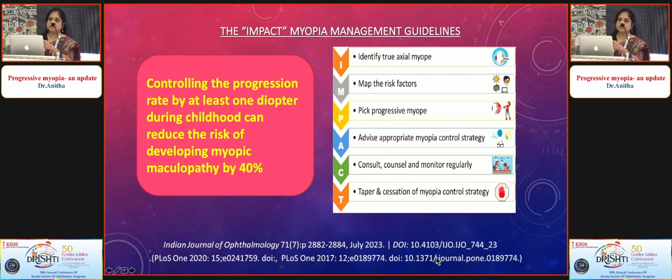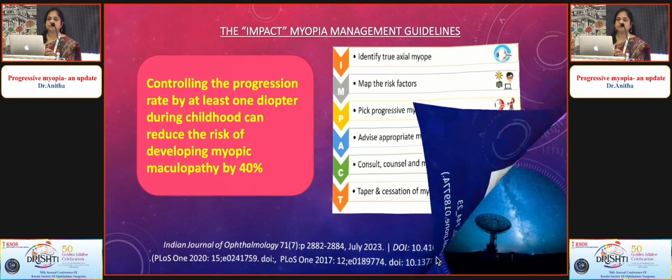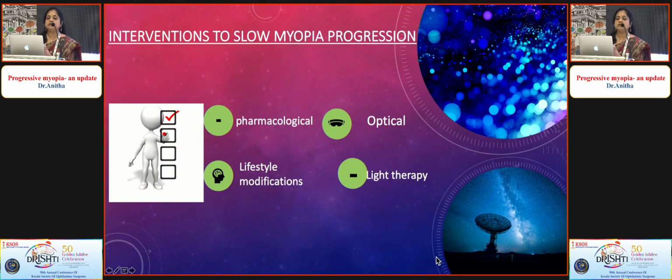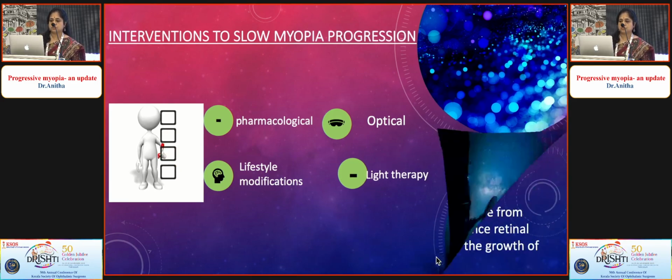This came up in the IMPACT management guidelines. I'll come to it by the end. So what are the various interventions we can do? There are pharmacological interventions, and optical interventions, which are very important. Added to all these would be lifestyle modifications, and recently light therapy has also been mentioned.